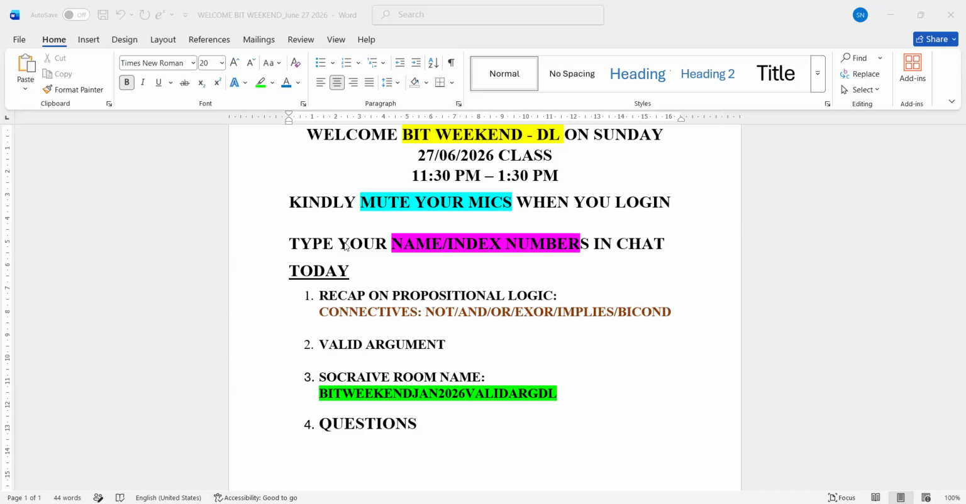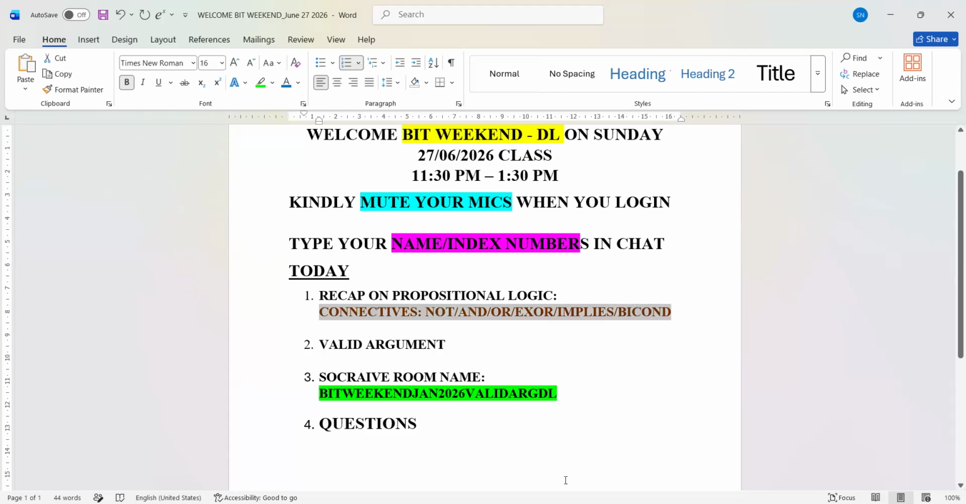continuation of logical statement. So we are going to recap the rules, and then from the recap, we take the last part of the statements that we call valid arguments. Okay, so briefly, let's go through the various connectives that we went through, and then from there, we'll look at a valid argument.